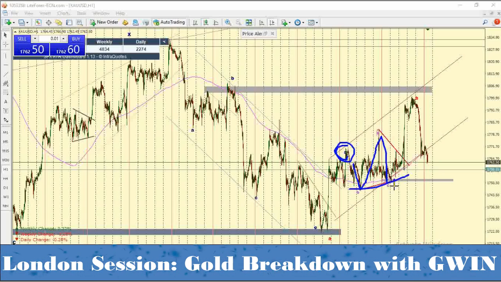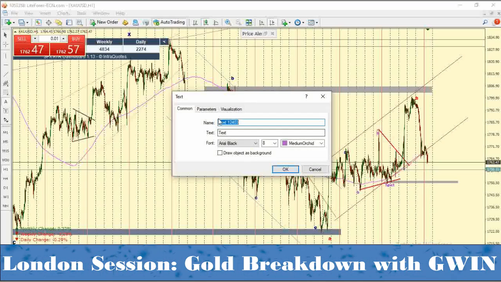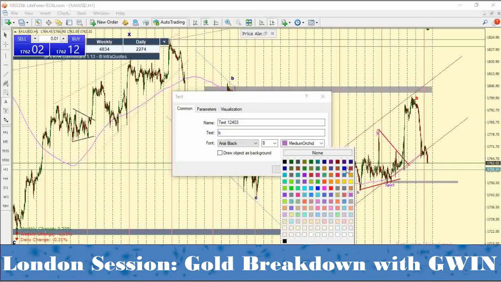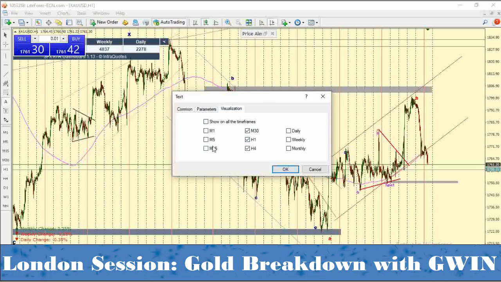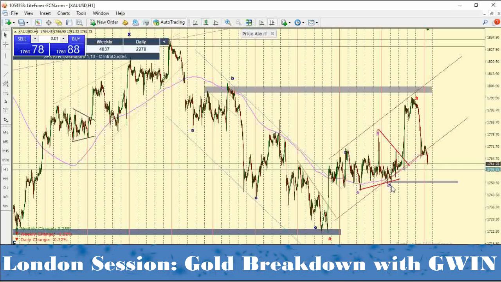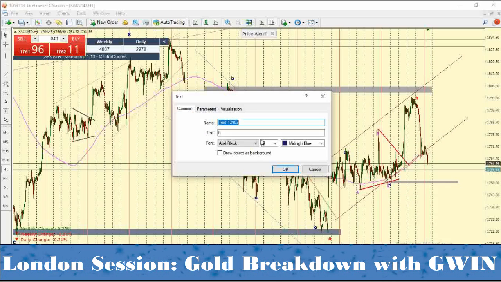Gold did the A and an ABC flat pattern, which created a B leg. When I'm looking to take the next trade decision with gold, I want to see gold take out the structure, because this is the extreme of the B leg. If we put that up there, this is the extreme of the B leg, and that's where we want to see price take out.